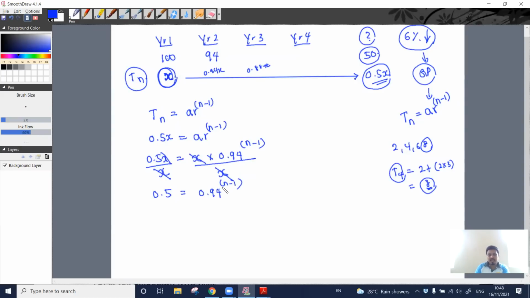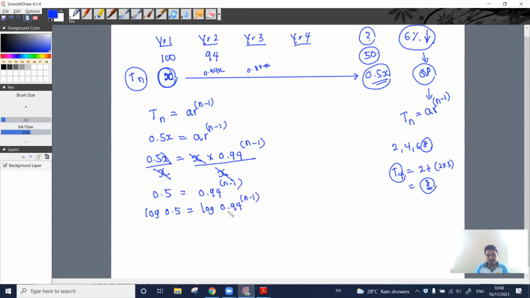The unknown is there as a power value. So to find this unknown, if our unknown is a power value, then we need to apply logarithm. So we'll apply logarithm for both sides.